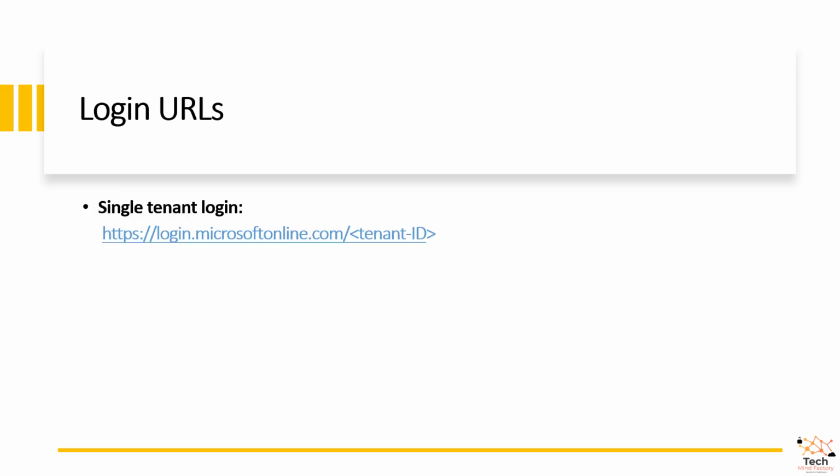Okay, perfect. So now let's talk about login URLs. It's very important also because it's about the configuration for our application. So it's about the endpoint where our users will be redirected to successfully authenticate. So for a single tenant application, it's simple. There is login.microsoftonline.com/tenant ID. So the user will be redirected to the authorization endpoint of the home tenant to successfully authenticate.